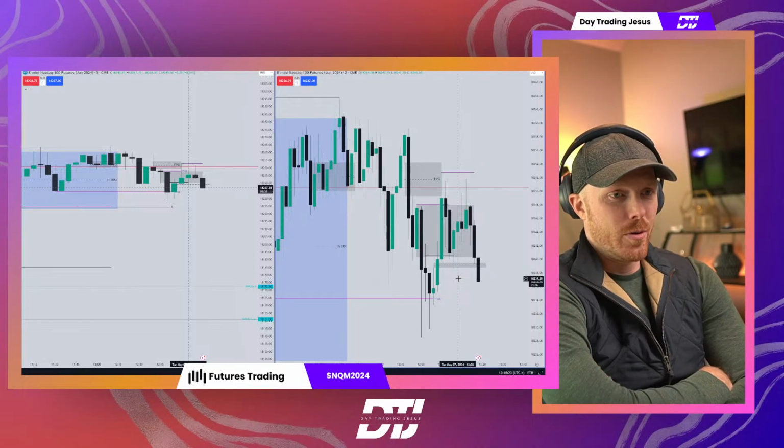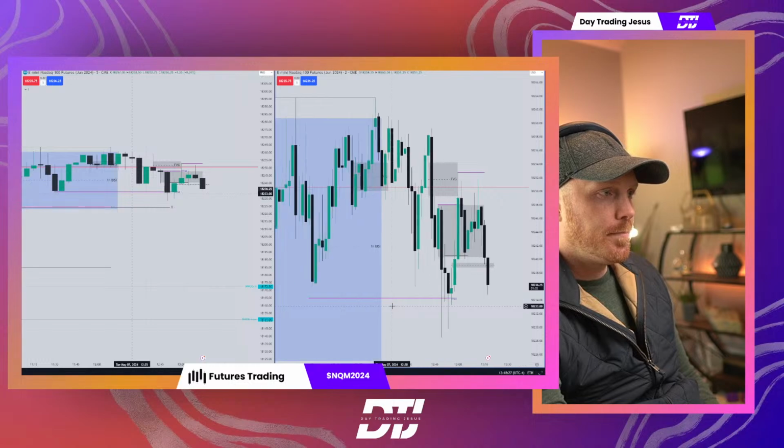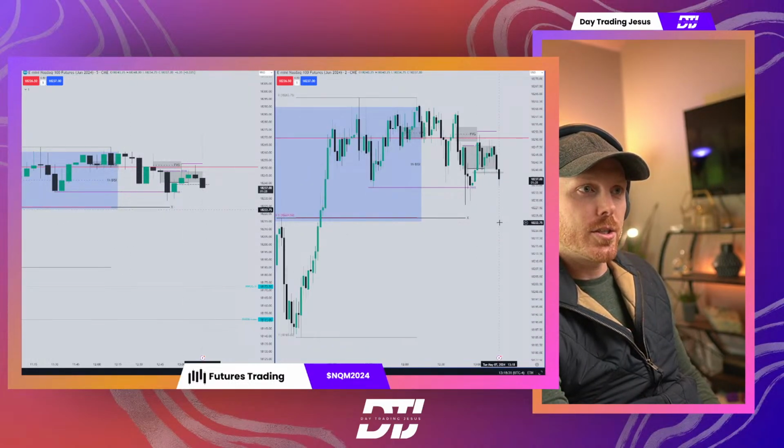And ultimately, I want it to go lower anyway. We're not seeing the setups and the price action that I want to see.